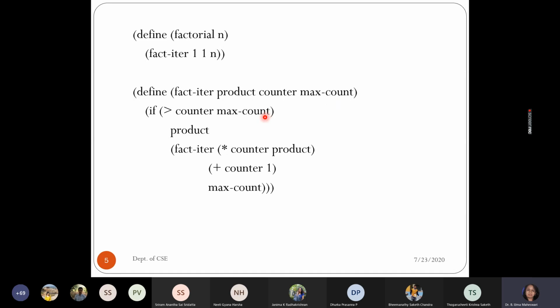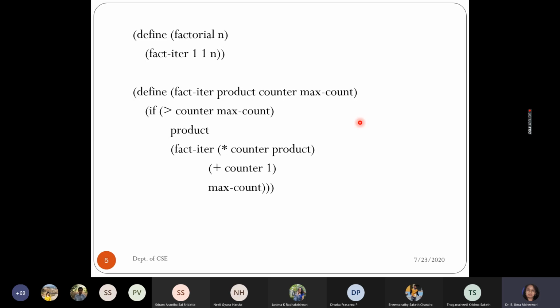So, if you look at the logic, if counter is greater than max count, return the product. Otherwise, call the same procedure with different arguments. What is that? The product is nothing but counter into product. And the second argument, counter is nothing but counter plus 1, and max count is nothing but n. So now, can you define the process involved in this particular procedure?